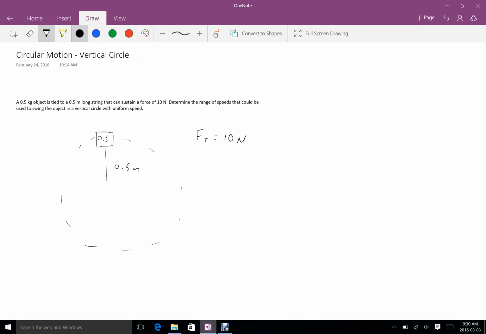So the minimum speed is going to be set at the top of the loop. At that point, the object needs to be accelerating at least as fast as acceleration due to gravity, or else the object will fall out of the circle. So the minimum speed is going to occur at the very top here, and since there is a force of gravity pulling it back into the circle and we want to go as slow as possible, we're actually going to set the force of tension in the string to 0.